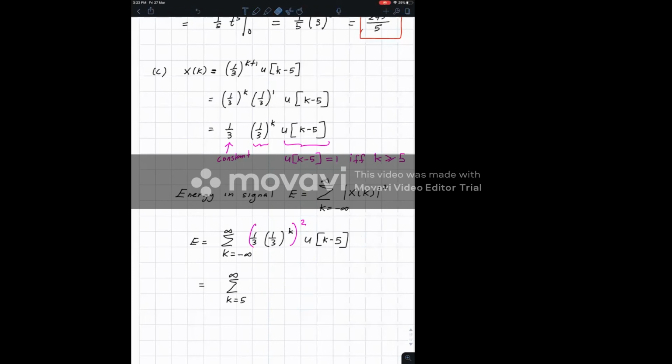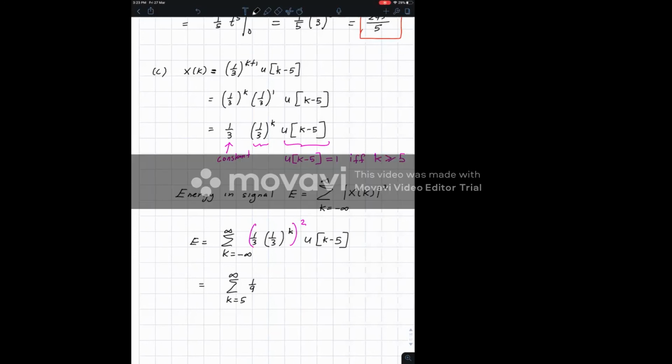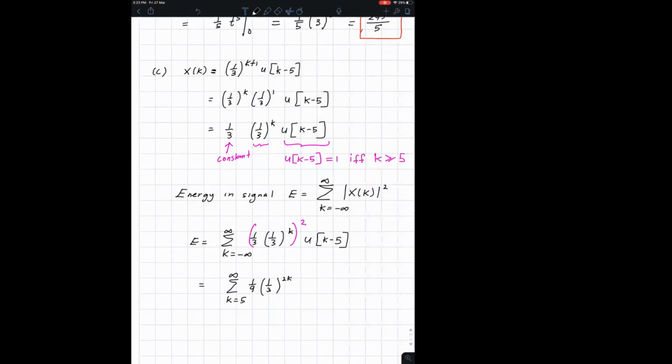So 1/3 squared is 1 over 9, right? And 1/3 to the power of k squared is going to be 1 over 3 to the 2k, right? Am I right? Yes. And again, I would like to stress that you don't have to do this because this has been taken care of here.